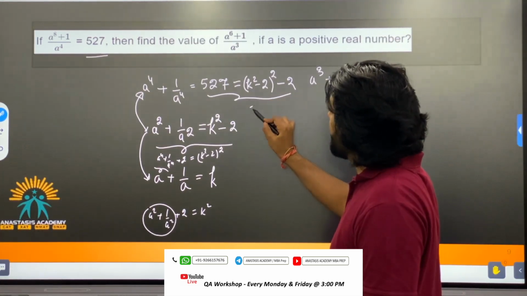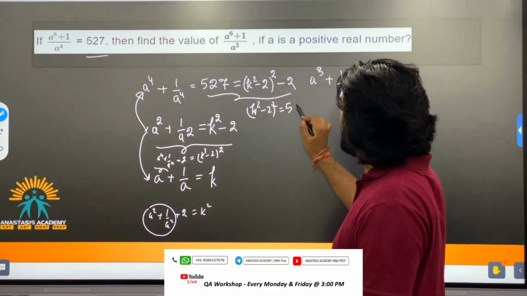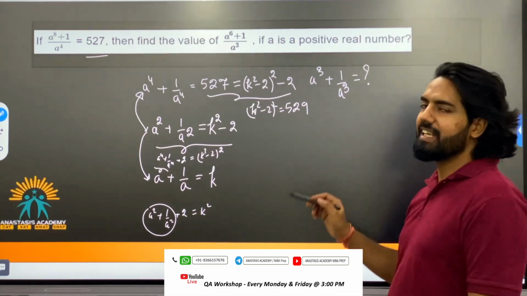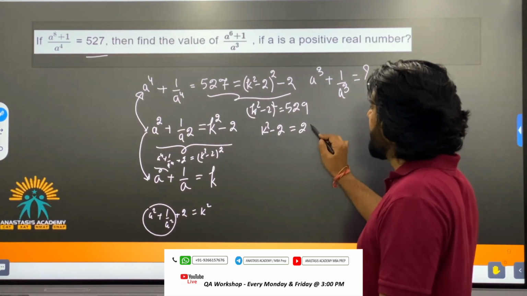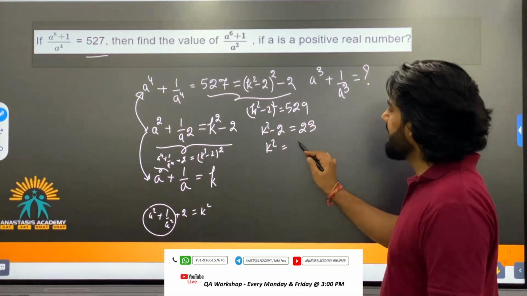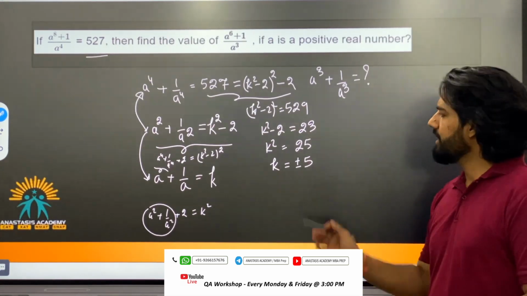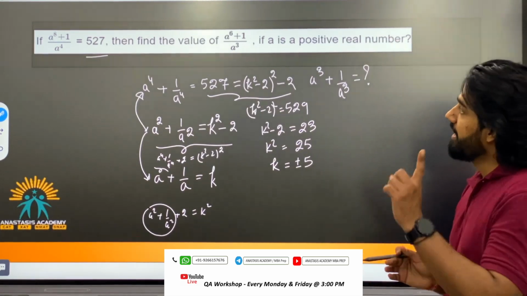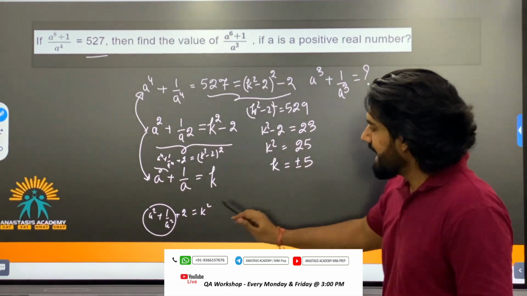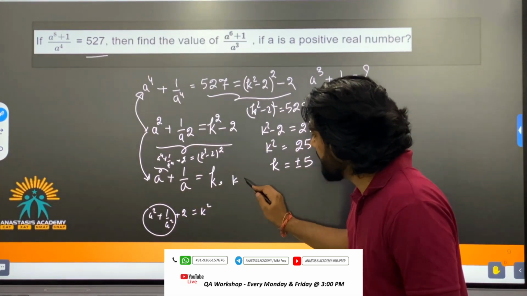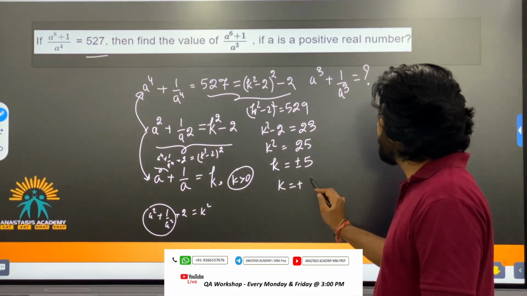How? This expression k square minus 2 whole square becomes 527 plus 2, 529. And I know 529 is the square of 23. So if I take the square root on both sides, k square minus 2 becomes 23. So from here, I get k square as 25 and k as plus minus 5. K can assume these two values, positive or negative 5. Mind you, a is given as a positive real number. If a is a positive real number, then a plus 1 upon a would be positive, so k would be positive. So k cannot assume the value minus 5, so k would be plus 5.